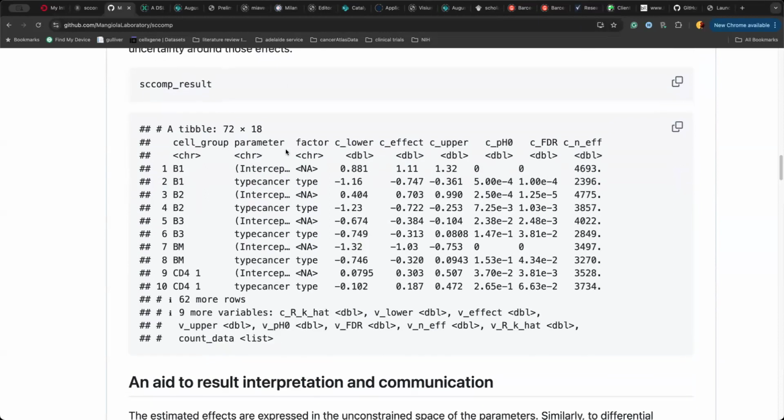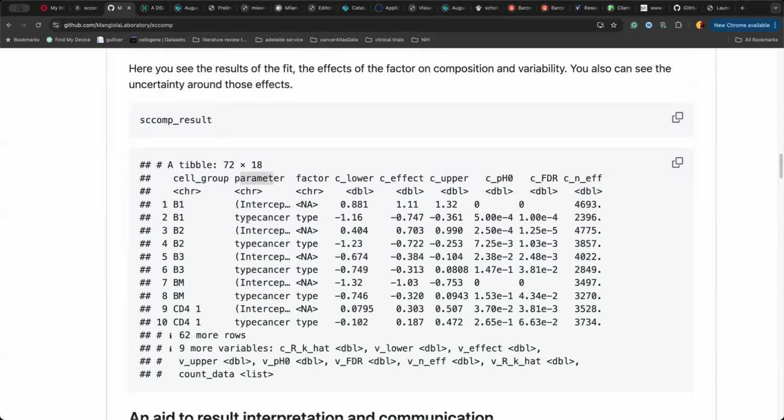The result looks like this. You have your cell groups. The parameter, in this case, is a pretty simple model: you have type, cancer, and the intercept. And you have your effects here and your statistics. Also, if you model the differential variability, you have all those for the variability. So V underscore and C underscore is composition.